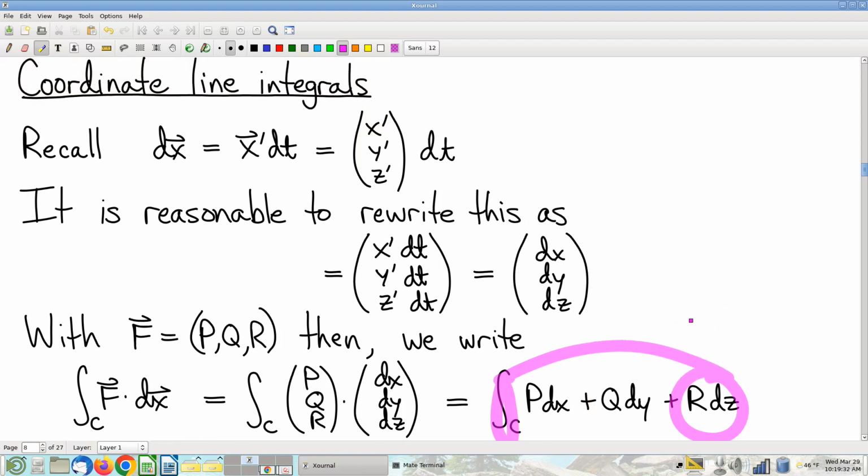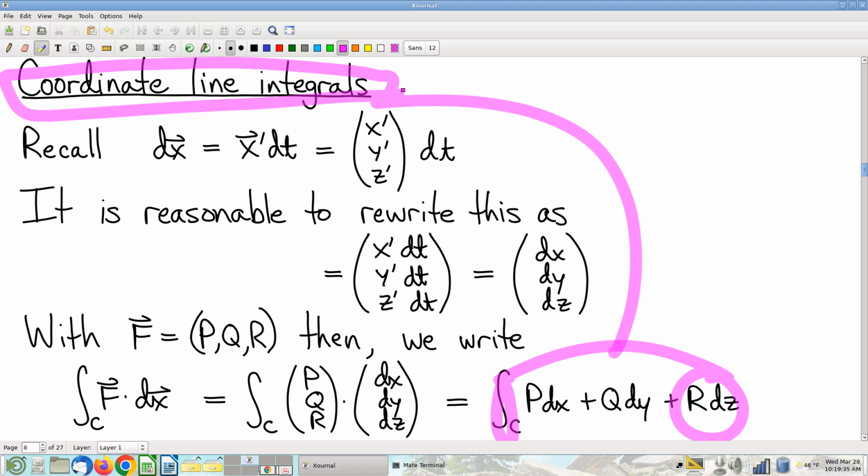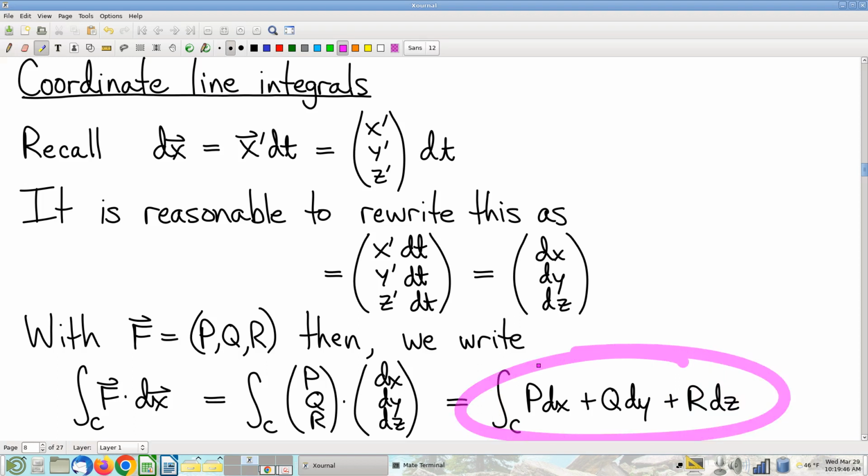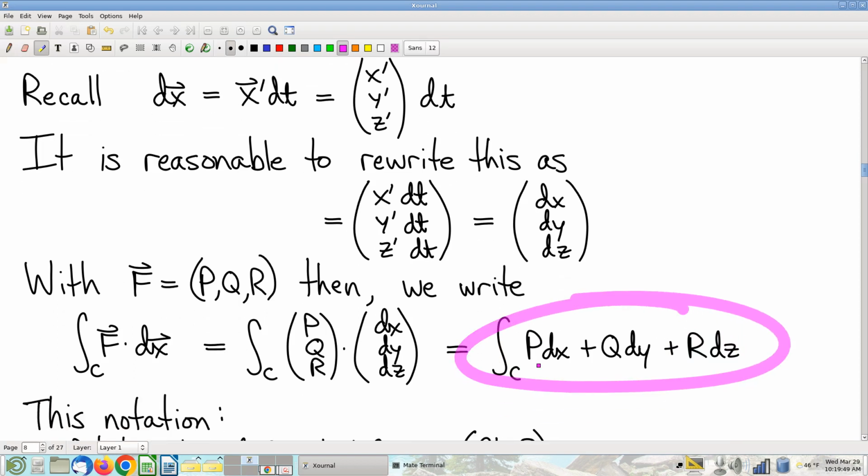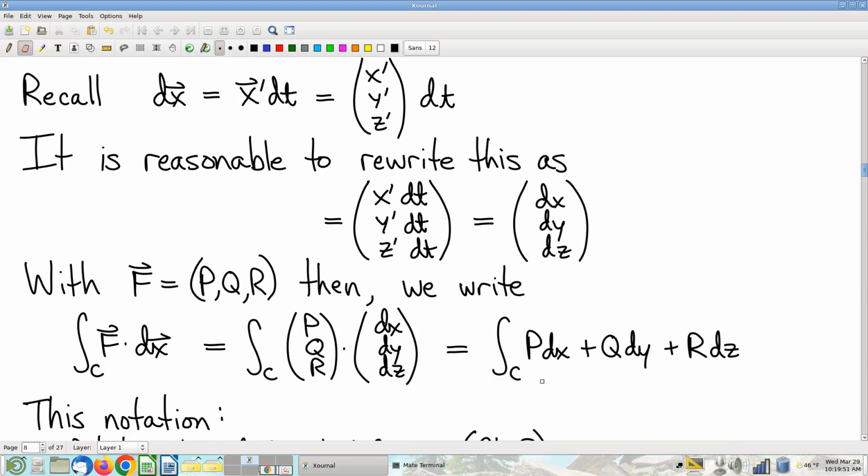These are what I'm calling, and I believe the book does too, coordinate line integrals. So are these three different integrals? You can write it either way you like. You can think of this as one large integral, or you can think of it separately as a sum of three separate integrals. Now, where it gets weird is, what does this mean by itself? If I look at the integral of P dx on a curve, physically, geometrically, what is the intuition? How should I think about that thing? And I don't have a very good answer for you, frankly.